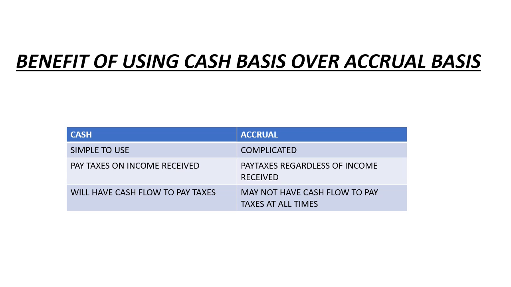Now let's look at some benefits of using cash basis over accrual basis. Cash basis method is one of the simplest methods to use, whereas accrual method can be complicated as you have to keep track of receivables as well as payables. In cash basis, you pay taxes on the income you received. However, in accrual basis, you pay taxes regardless of the income received.